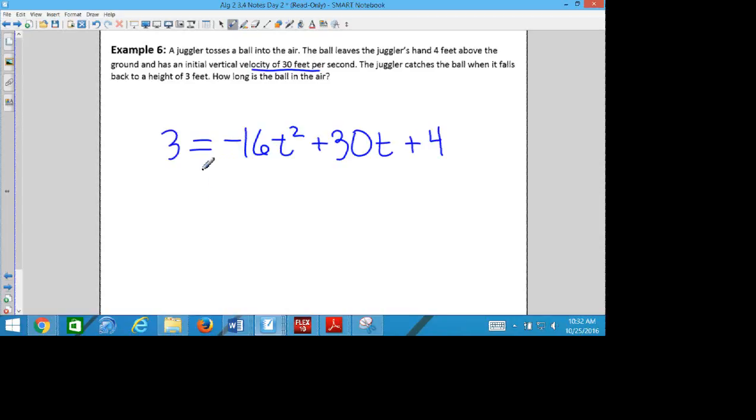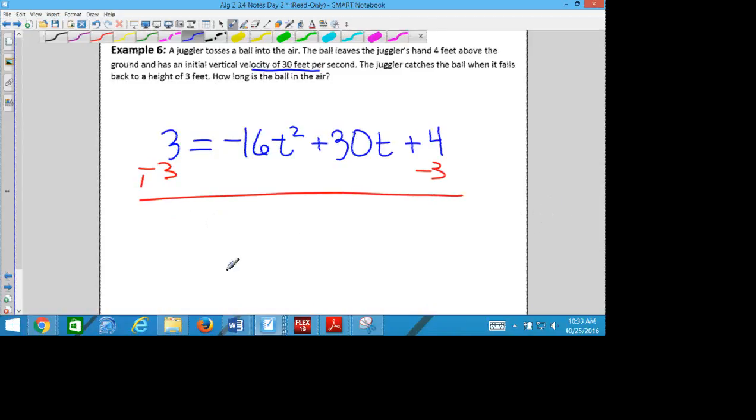So could we solve this using any methods the way it is right now? No. Why? Because it's not equal to 0, right. So we're going to move that 3 over, make it equal to 0. It has to equal 0 before we start.